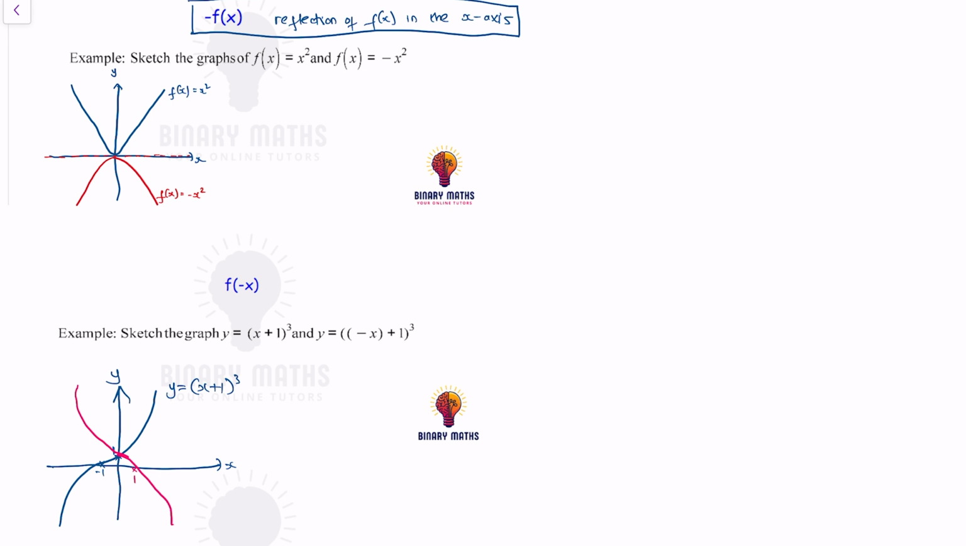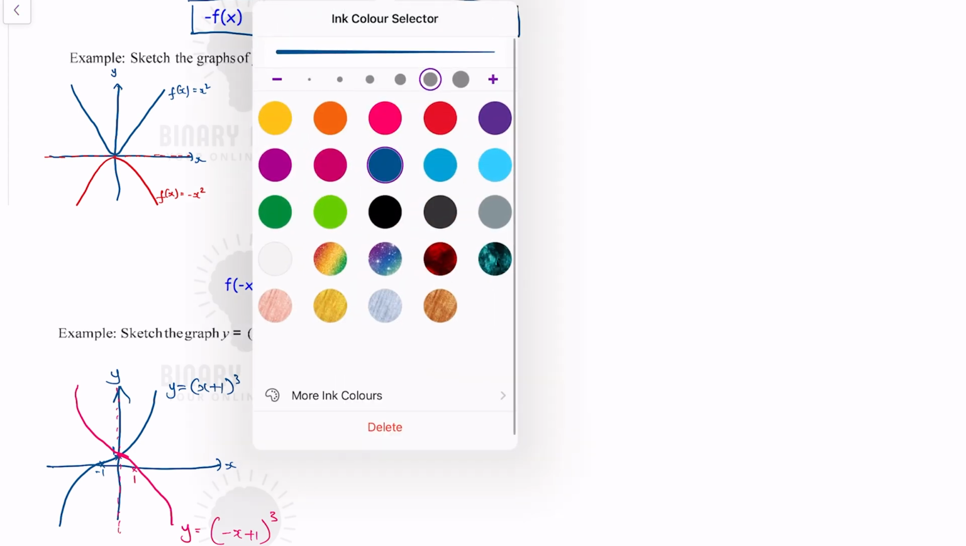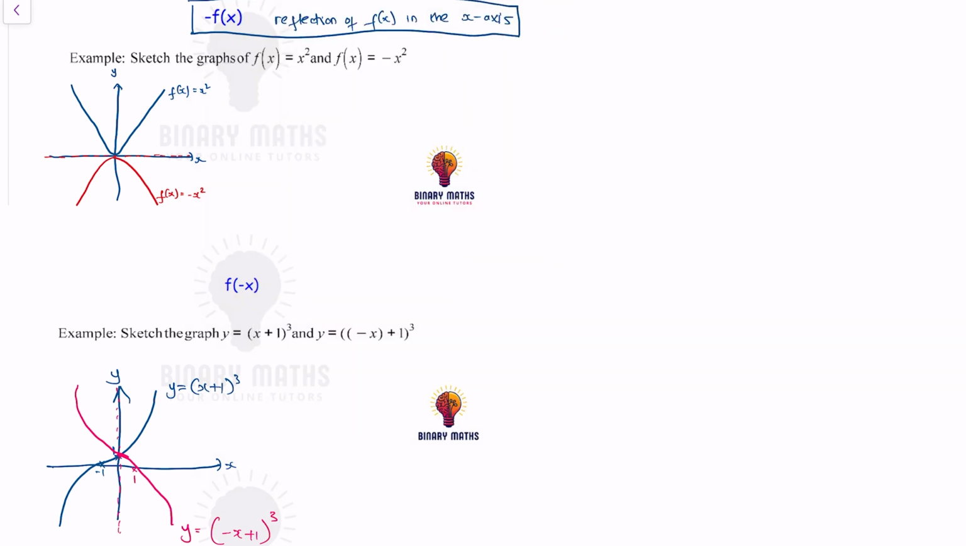And it does go through 1, because if you substitute x equals 0 in there, you get 0 plus 1 cubed, which is just 1. So it does go through 1. So this is y is equal to negative x plus 1 all cubed. So you can clearly see this is a reflection in the y-axis. So that means f of minus x is a reflection of f of x in the y-axis.